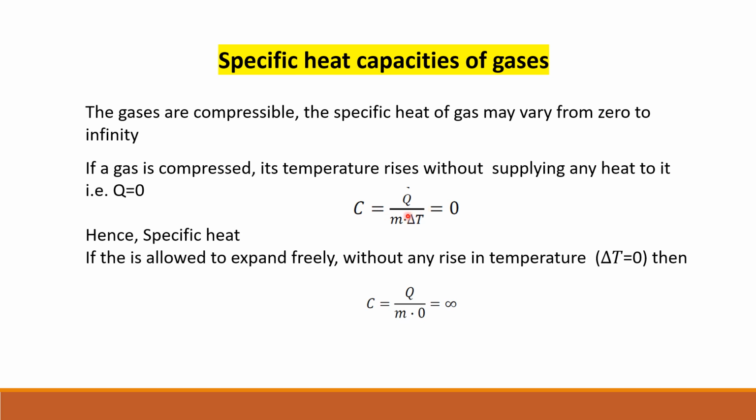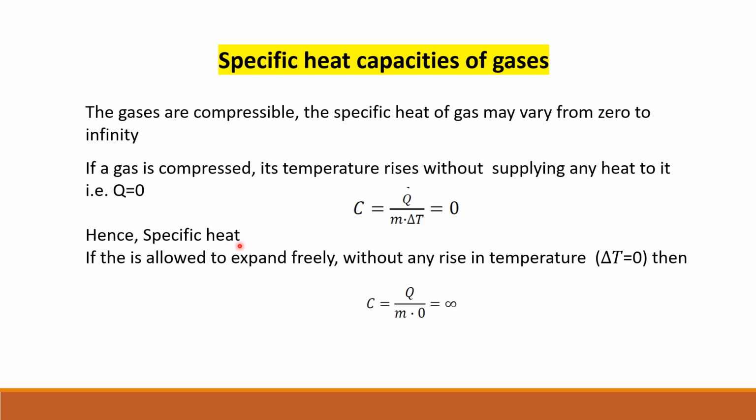Already we know that Q equal to m c into theta, or C equal to Q by m into theta, or m into del T. We are not supplying any heat energy, so Q equal to 0. If Q is 0, then C equal to 0. So specific heat equal to 0.